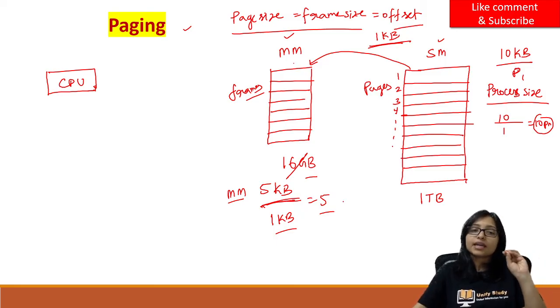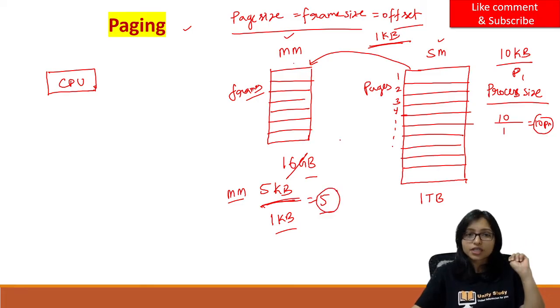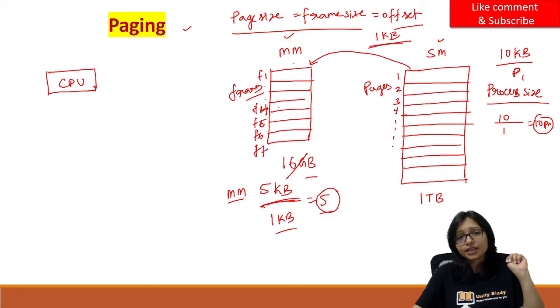For now I am getting 5 KB space free and there are 5 slots free. Maybe frame number 1 is free, frame number 2 is free, frame number 3 is blocked, maybe 4, 5, 6 and 7 are free here. Okay.